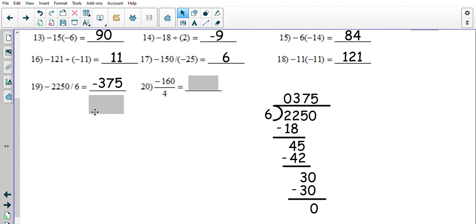In number 20, we are showing division using a fraction bar, which again, I know we don't love fractions, but we do 160 divided by 4. That's going to get us 40. Since the signs are different, our answer will be negative.